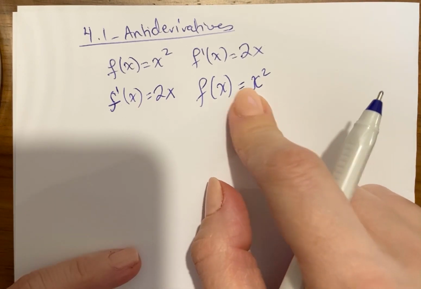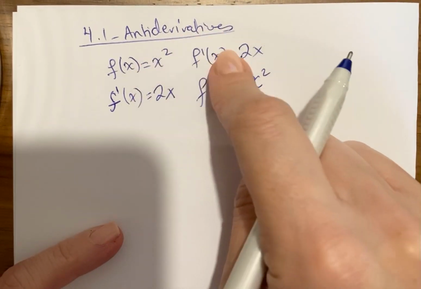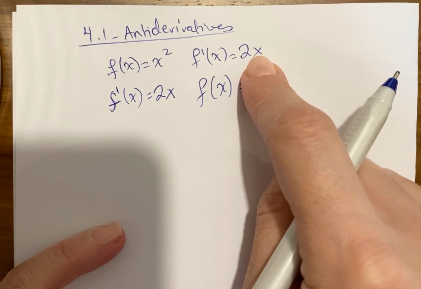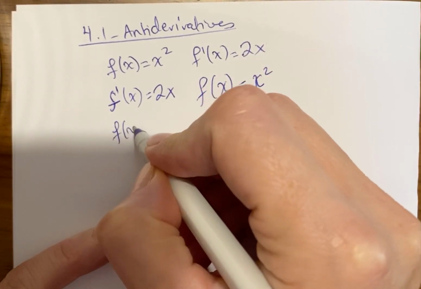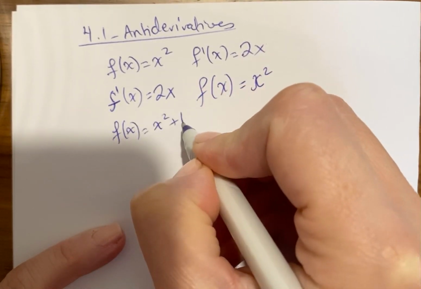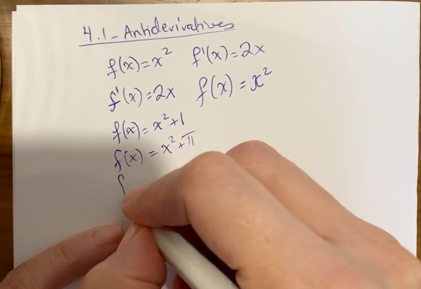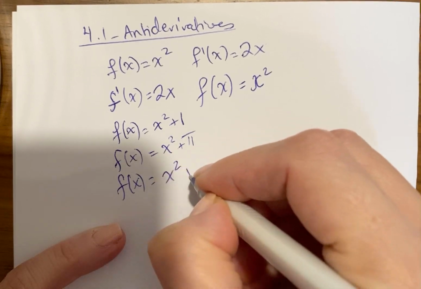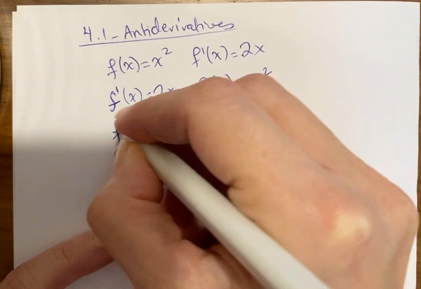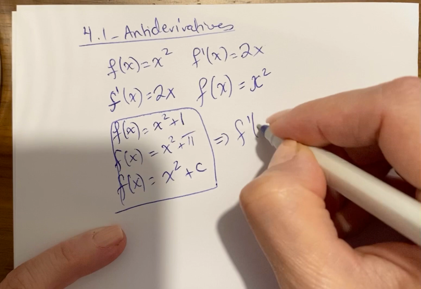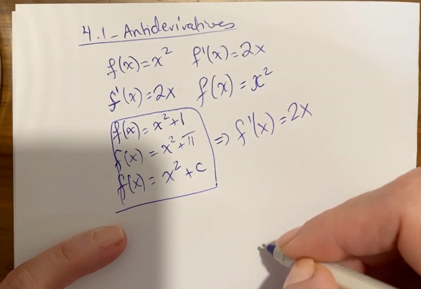But to be honest, the antiderivative is not unique. The derivative of x squared is 2x. But so is the derivative of x squared plus 1. So is the derivative of x squared plus pi. So is the derivative of x squared plus any constant you might think of. What are the derivatives of all of these? They are again 2x.